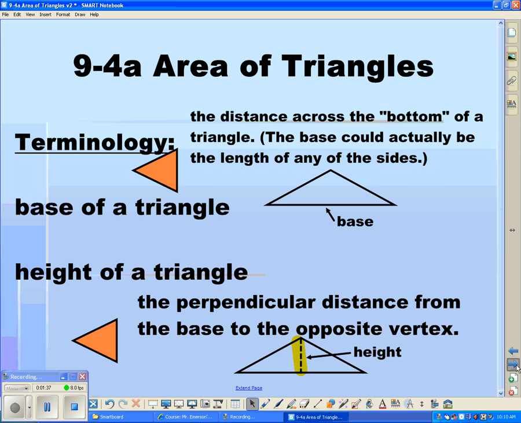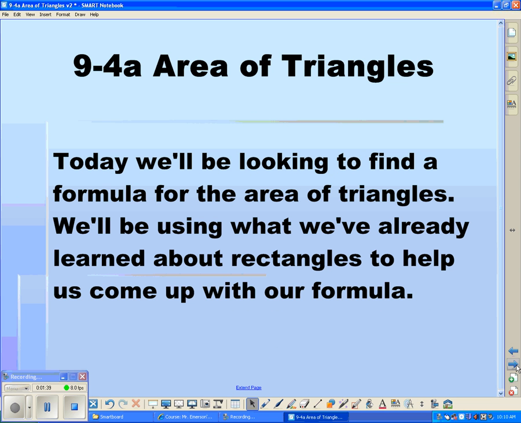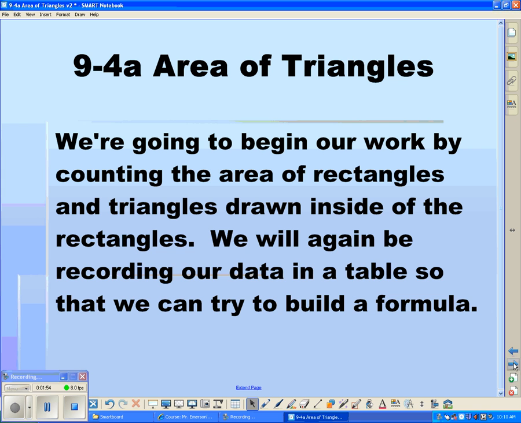That's the beginning. Today we're going to be looking to find a formula for the area of triangles. We're going to use what we already learned about rectangles from the previous lesson to help us come up with the formula that we're going to use for triangles. The work we're going to begin with will be counting area of rectangles and triangles drawn inside of the rectangles. We're going to begin recording our data in a table so we can try and build a formula.